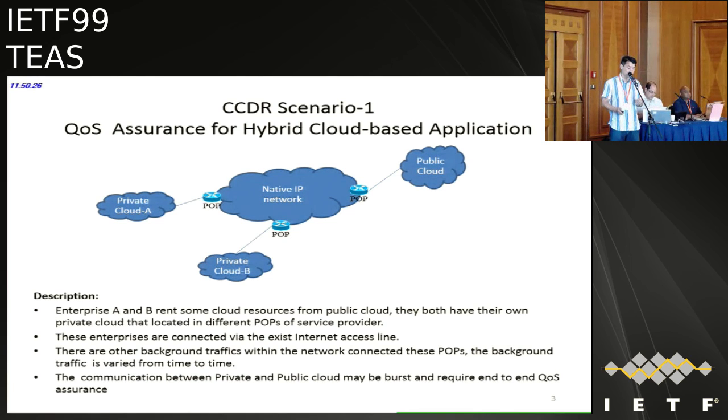Here are 4 scenarios. The first scenario is the QoS assurance for hybrid cloud-based application. A lot of enterprises are using public cloud to deploy their service, but they also have their own private cloud. So the service provider's network connects their private cloud and public cloud.